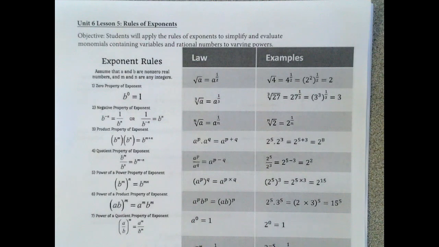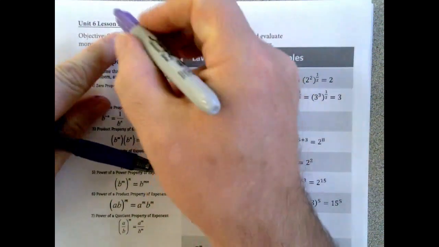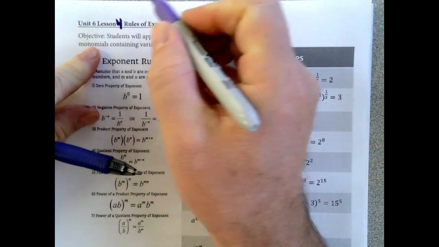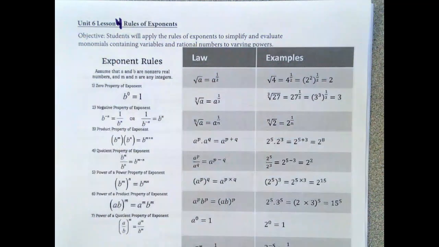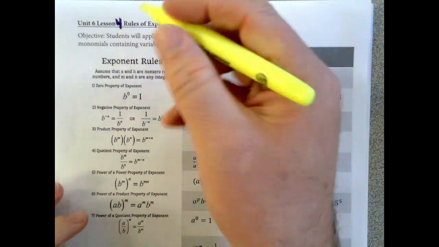Welcome back, everybody, to Unit 6. We're going to make a quick change here. This is Lesson 4, so please change that on your papers. These are what we call the rules of exponents.